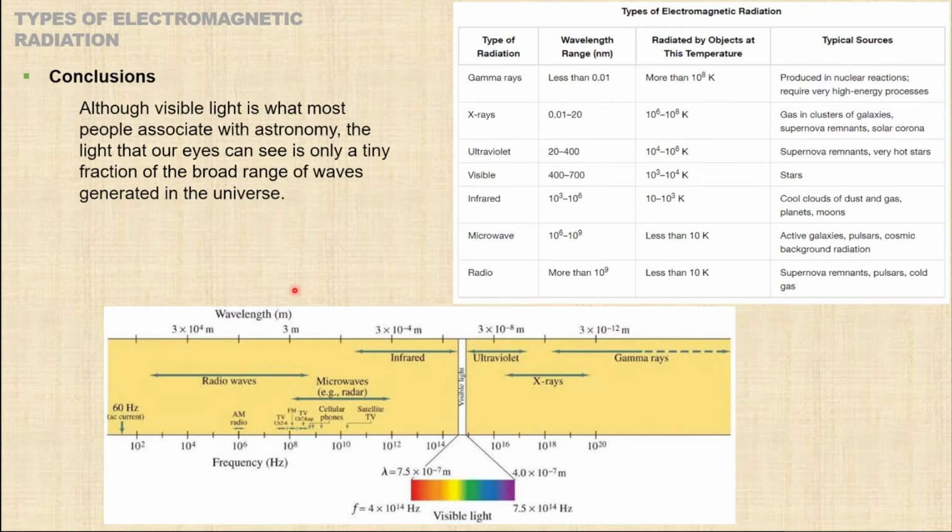And so here is other information on where each of these waves are generated, created, and that's the conclusion. Although visible light is what most people associate with astronomy, all these other regions are equally important as well, that we will see today.